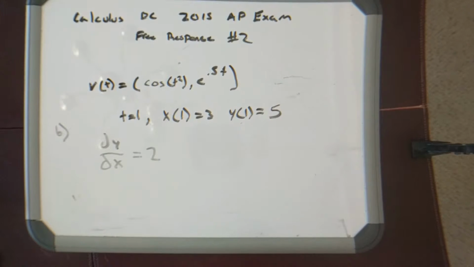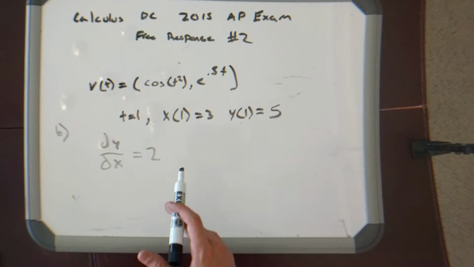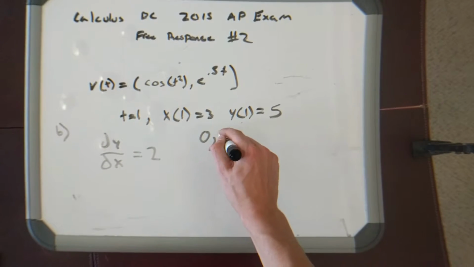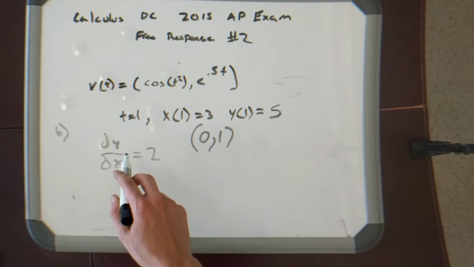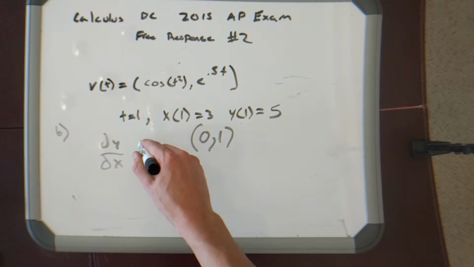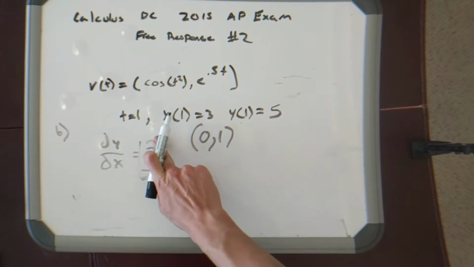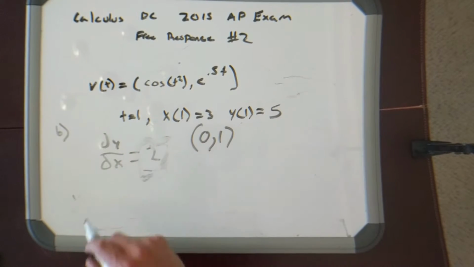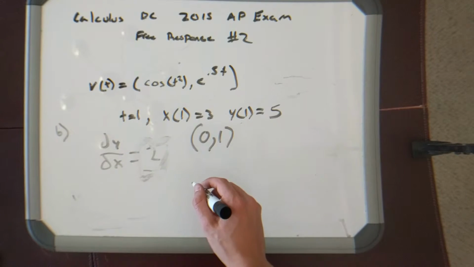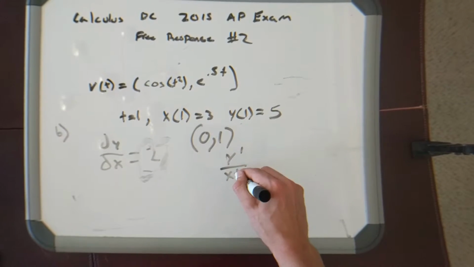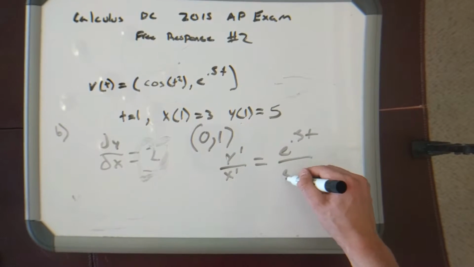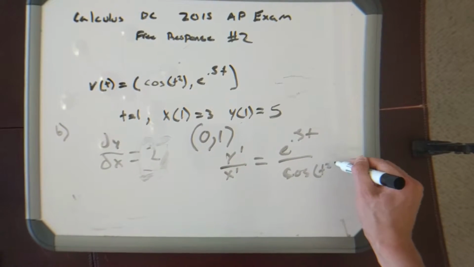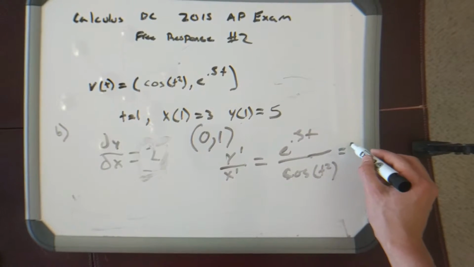Alright, so right here we have the beginnings of part B of number 2, and it is asking that on the interval of 0 to 1, when is the slope of the tangent line to the particle equal to 2. So we know that we're looking for when dy over dx is equal to 2. For vectors, dy over dx is equal to y prime over x prime, which is equal to e to the 0.5t over cosine t squared. And we're looking for when it's equal to 2.